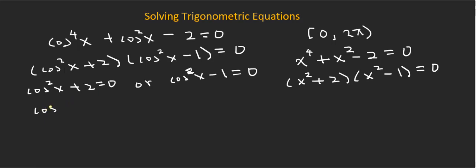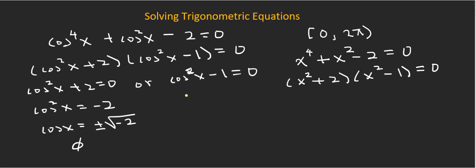So cosine square x equals negative 2, and when you take the square root, cosine x equals plus or minus radical negative 2. Now think about this. What is the square root of negative 2? That's not a real number, it's imaginary. So there's no solution to this part.